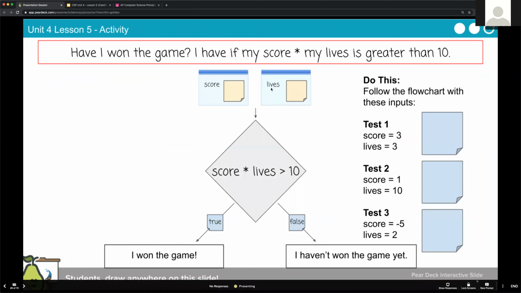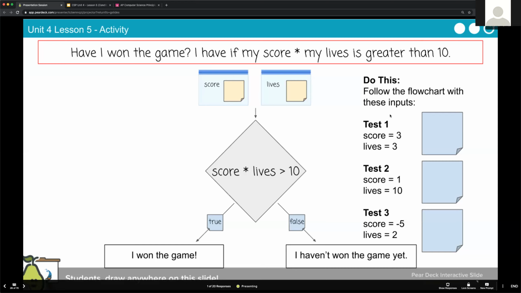And we're going to need to know what those values are in order to make that decision. So again, the decision we're going to make is, have I won the game? And I know that I have won the game if my score times my lives is greater than 10. So if we look down here in the gray diamond, that second sentence is represented by this conditional statement. Score times lives is greater than 10.